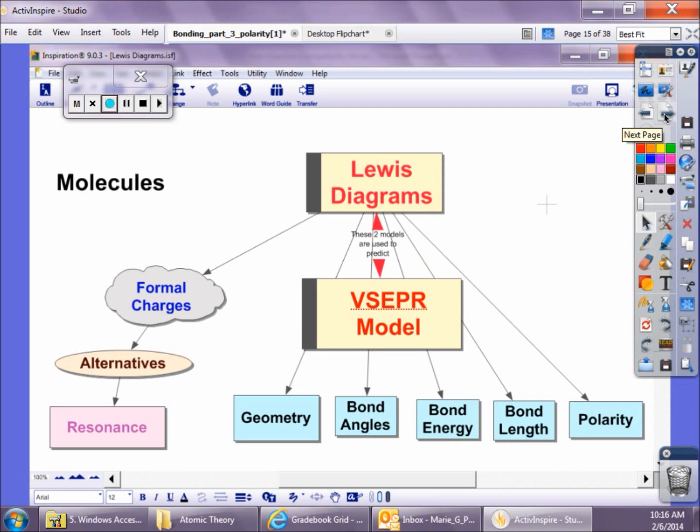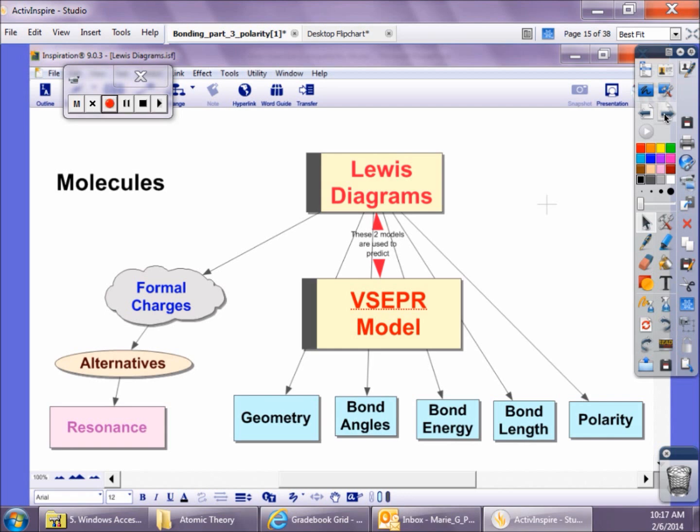Okay, Lewis diagrams. You already know how to draw Lewis diagrams. We also studied resonances, different ways to flip the single and double bond. We are talking about valence shell electron pair repulsion theory. The electrons will repel each other, and that's what determines the geometry or the shape of the molecules. That's what will determine the bond angles. That's what will determine the bond energy.